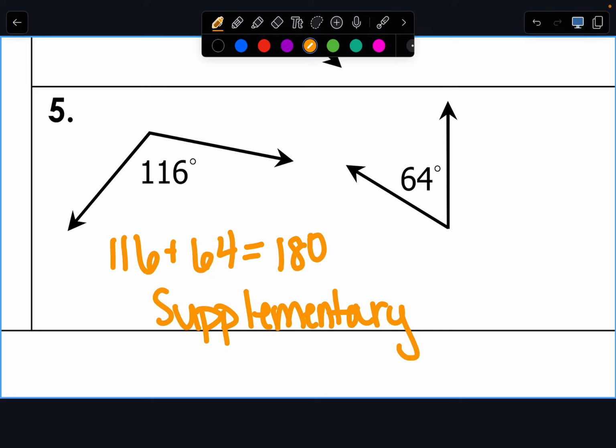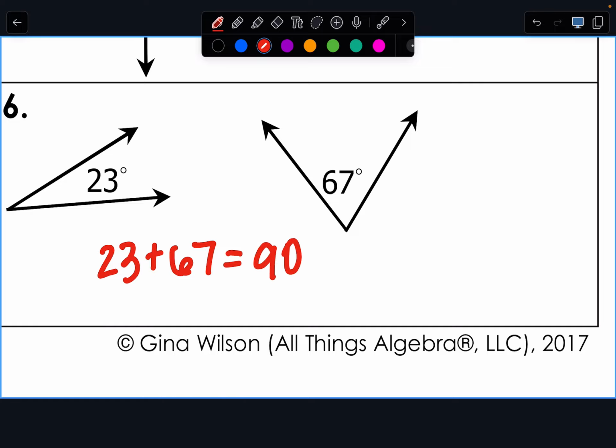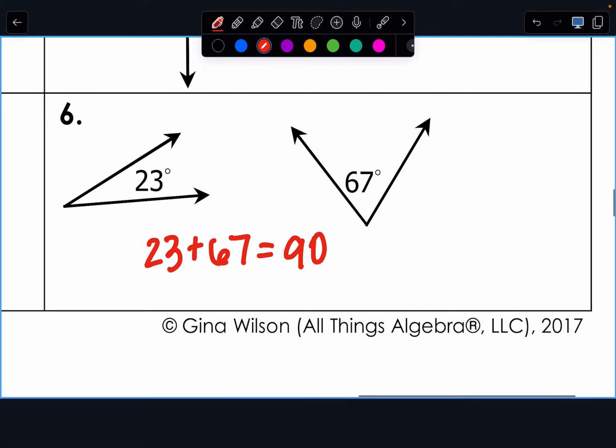Okay, Sophia. What's true about 23 plus 67? It would equal 90. So what's true about these two angles? They are complementary.